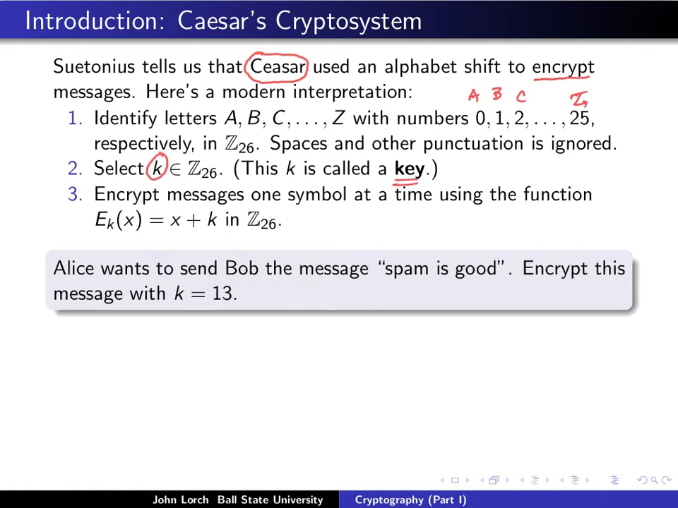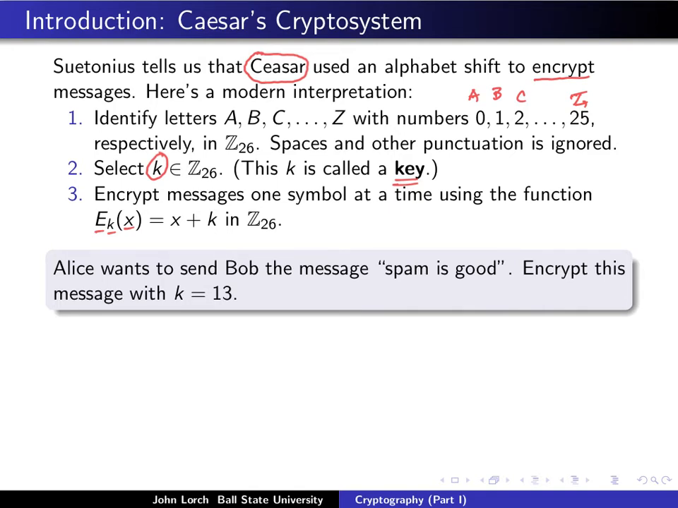So we can encrypt messages one symbol at a time using what's called an encryption function, which depends on K. And what it does is it takes a symbol which is identified with a number X, and then you just add K to X inside of Z26.